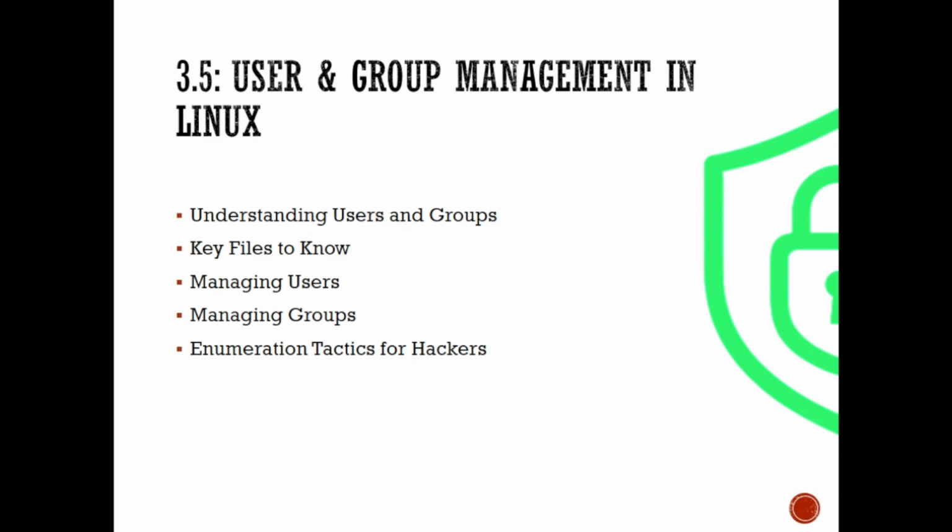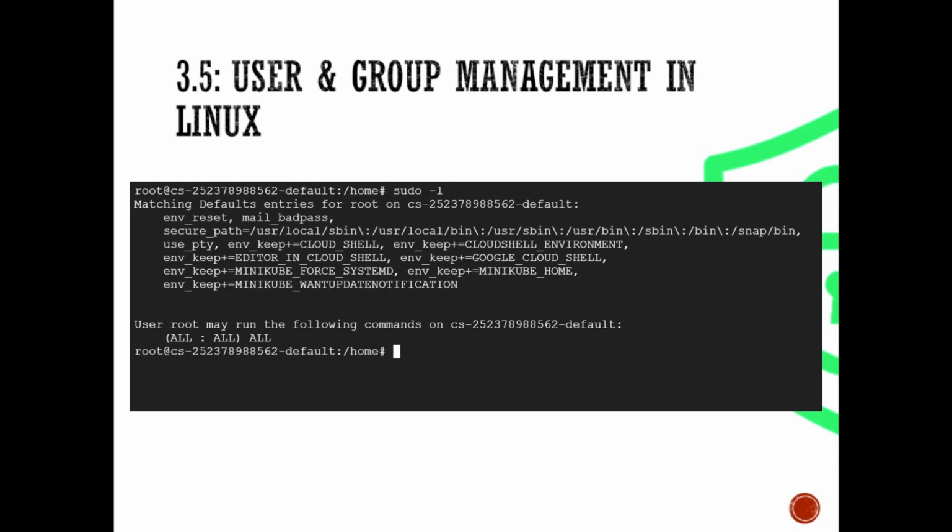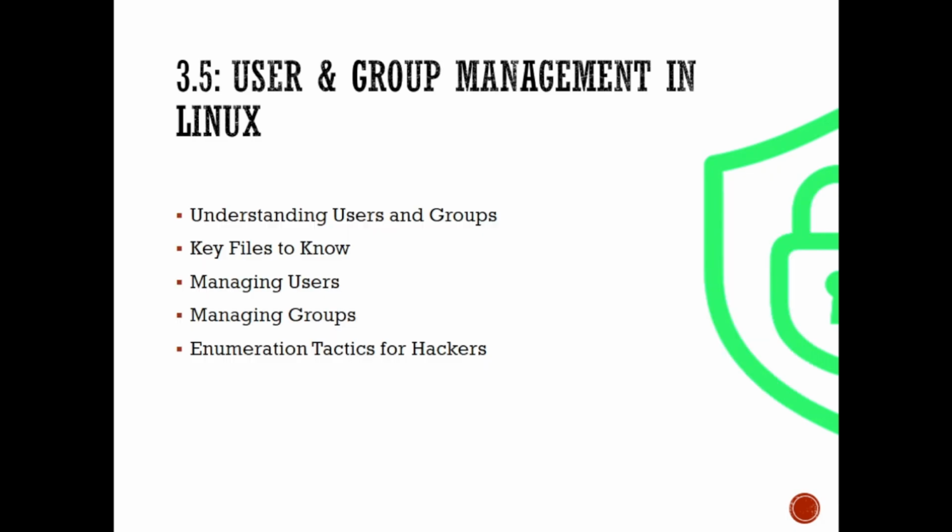Section 5. Enumeration tactics for hackers. When you're inside a Linux machine, check for users with UID 0, root level access. Look for misconfigured sudo rights, bash: sudo -l. Check cron jobs run by other users, potential privilege escalation. Explore SUID binaries owned by non-root users. CTF secret. Enumerating user and group configs often reveals weak spots for lateral movement.